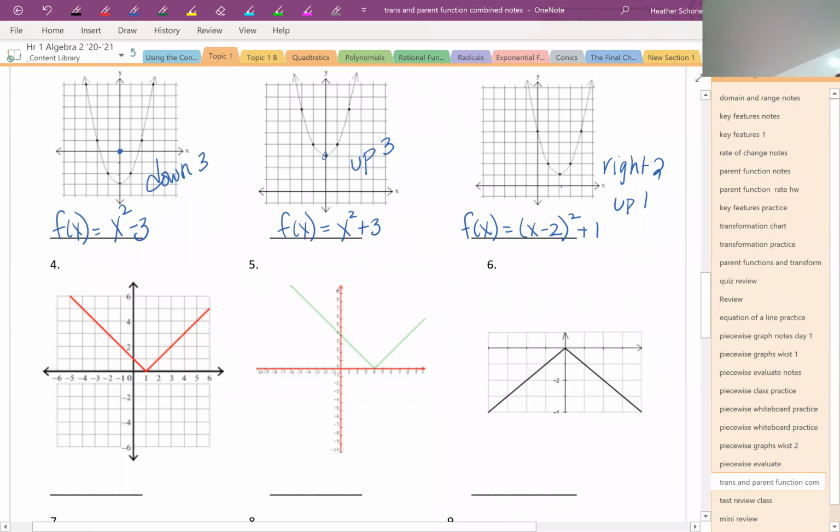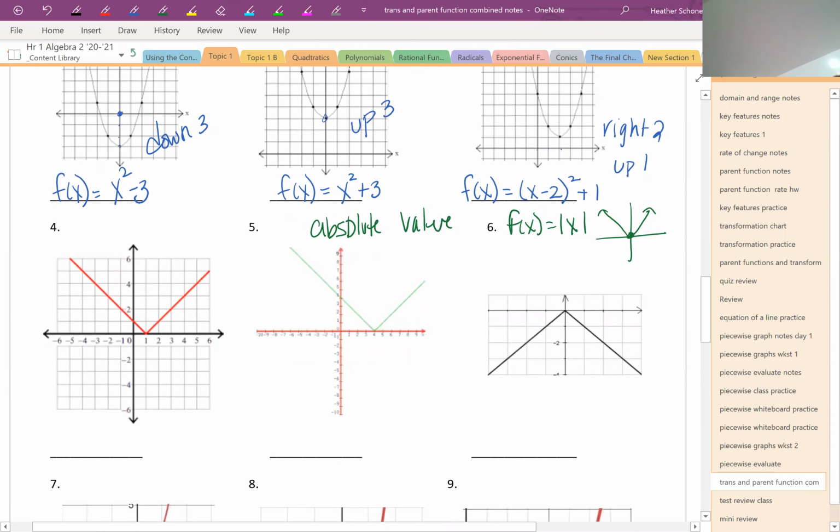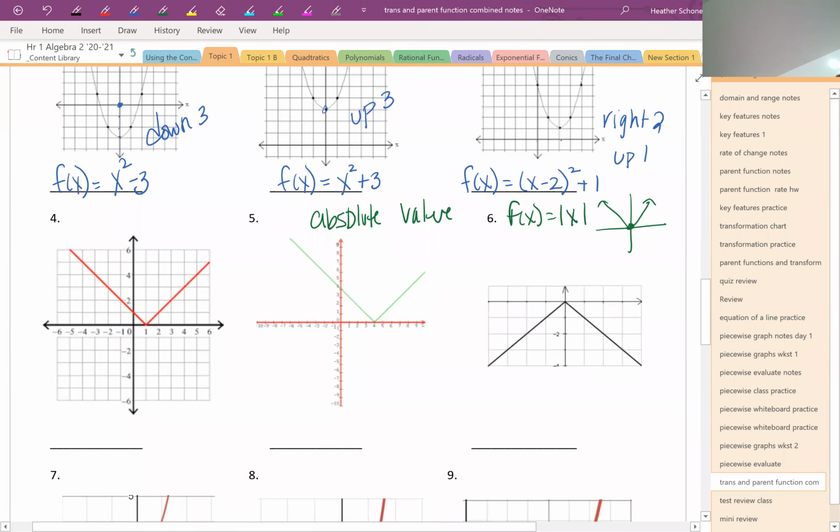Okay, let's look at number 4. Number 4 is an absolute value. When we have the absolute value, the equation is f of x equals the absolute value of x. When we graph it, it forms a V. And when it forms a V, the center point is right at 0, 0. So based on where that 0, 0 point is, we can figure out how it got shifted.